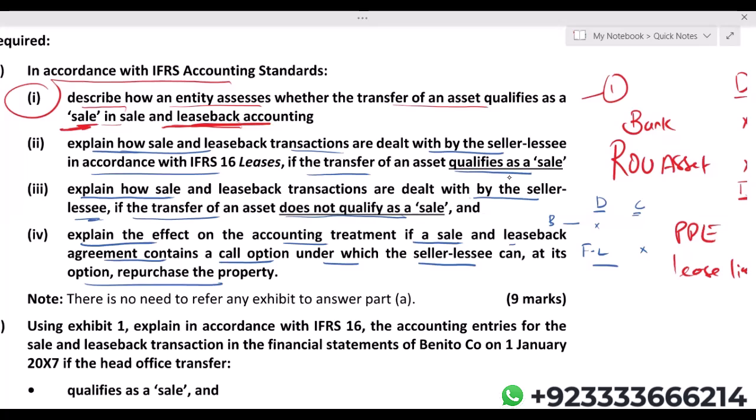So it means that in two situations, the accounting will be the same. One, when the lessee transfers the asset and the transfer is not qualifying as a sale. And the second, when the seller lessee says, I have a call option. In both cases, the accounting is the same: whatever consideration you have received is debited, and financial liability will be credited.